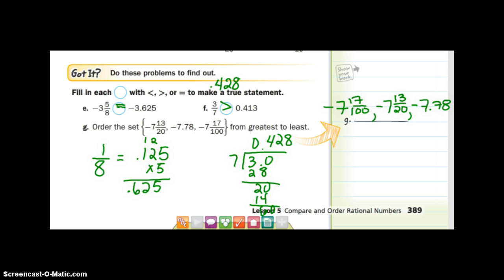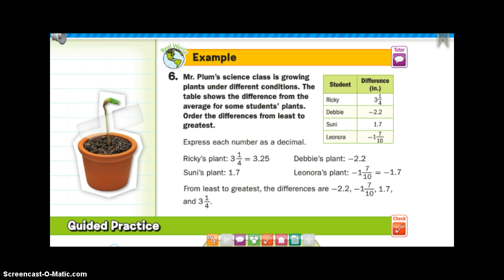Now I need to order the set below. Did your order match my order? Please turn the page. Okay, again, life is never about just math. It's about word problems. In this case, we got Mr. Plum's science class. Did anybody think a clue? I immediately thought a clue.